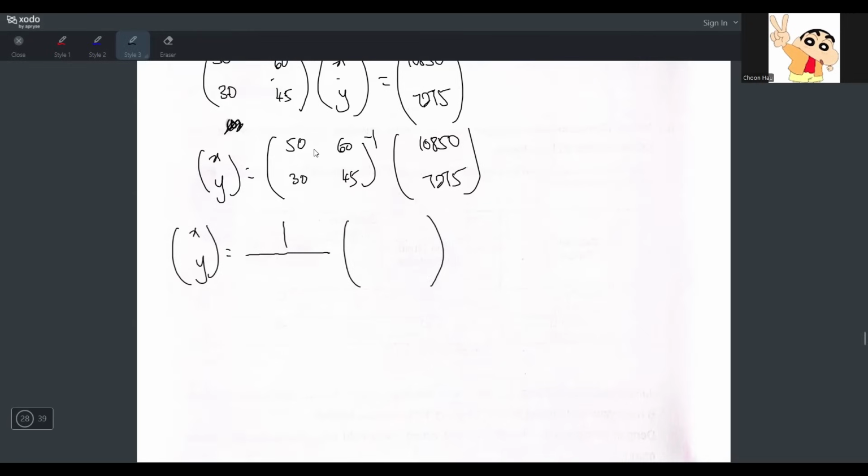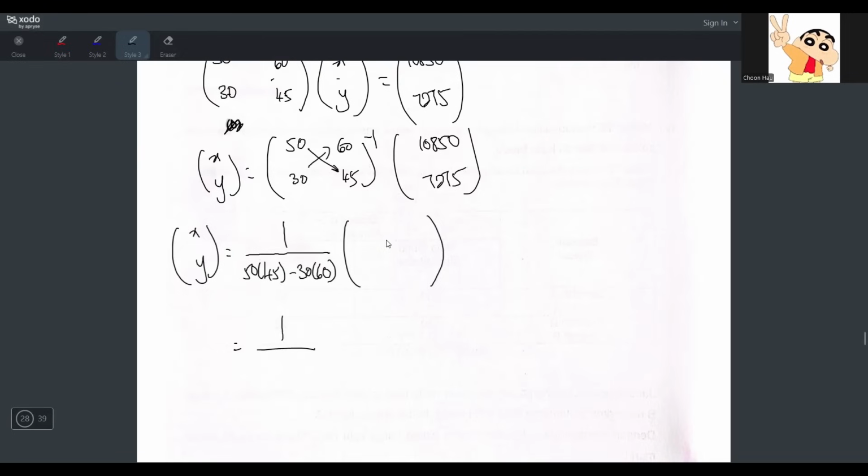One over the formula is you have to take 1 over AD minus BC. It means you have to take this number times this number. So 50 times 45 minus 30 times 60, like that. And this whole number later we have to press. There's a name for this. We call this the determinant. And the determinant cannot equal 0, because if it equals 0, then math error already. Because you can't divide by 0, right?